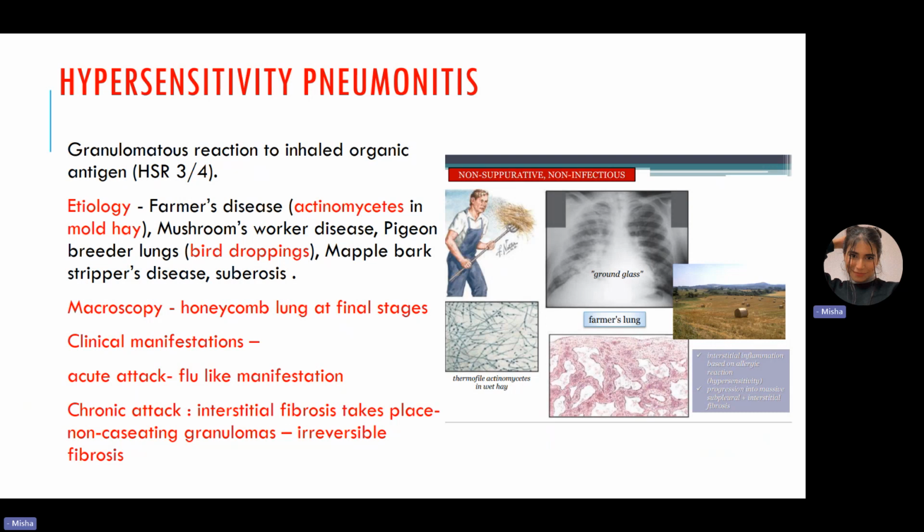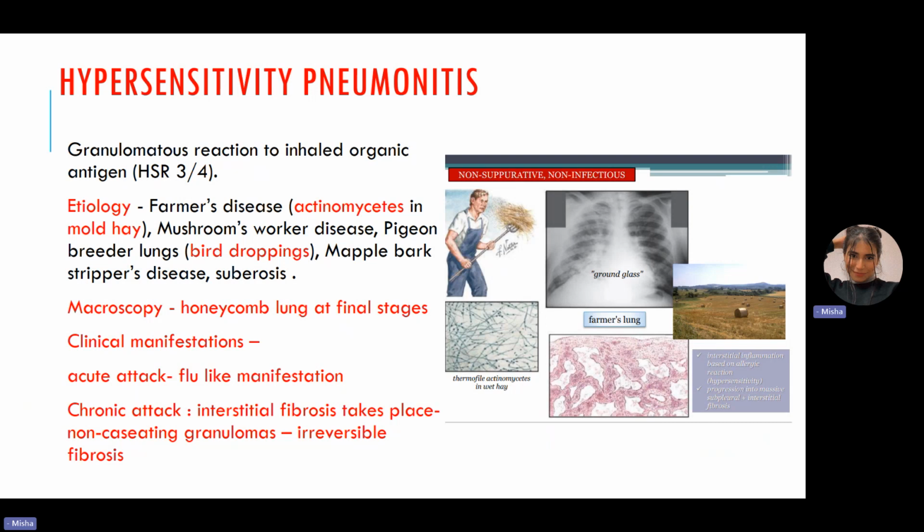Okay. Now, macroscopically, you can remember honeycomb lung at the final stages, and microscopically, there's interstitial pneumonitis. So we can see plasma cells, lymphocytes, and macrophages within the alveolar wall. Plus, we're able to see non-caseating granulomas with giant cells and obliterating bronchiolitis and fibrosis, right? So this is what we would see in the case of hypersensitivity pneumonitis.